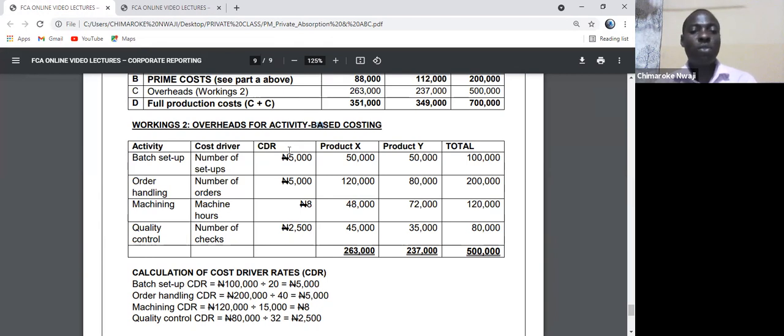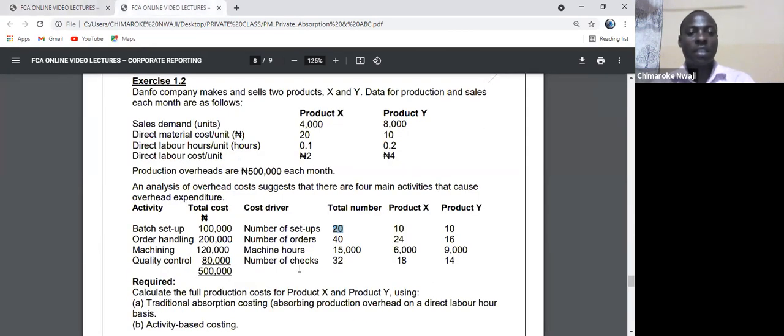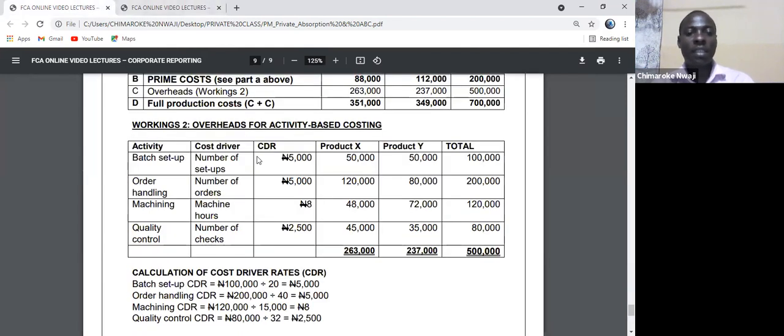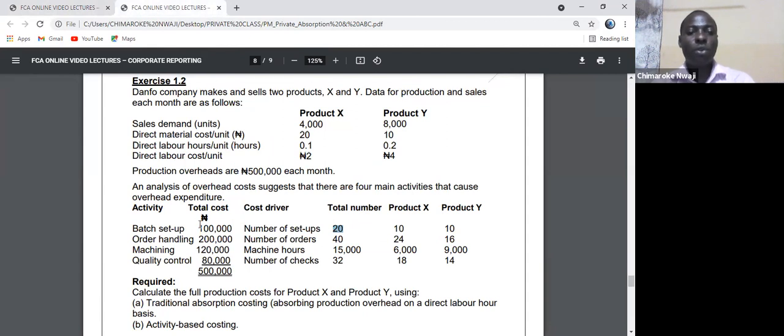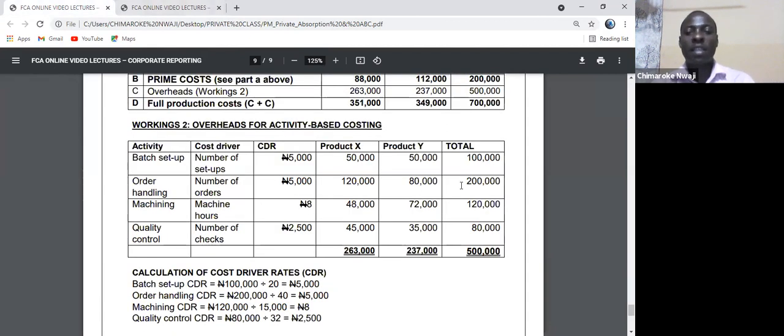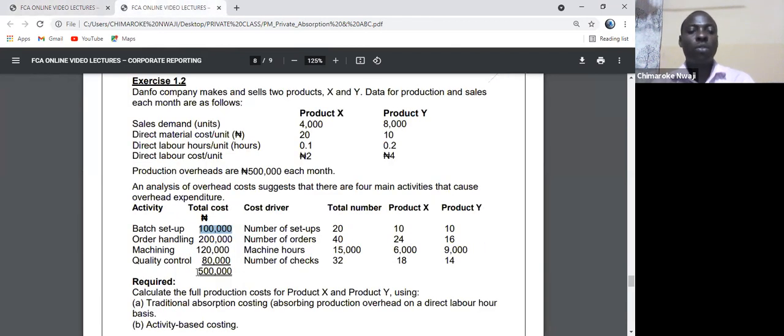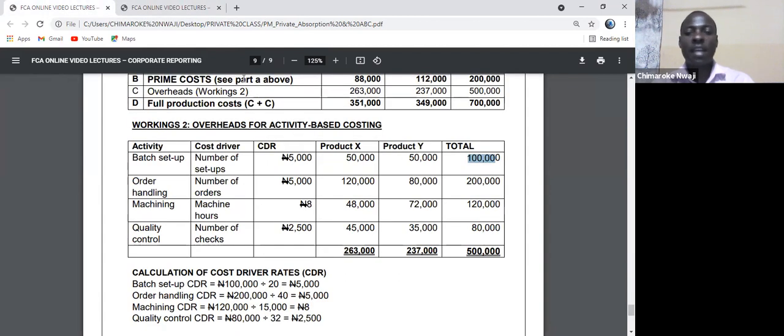After getting this, you will now do this table. Now, what is this table all about? We have batch setup as an activity, so you are bringing these things down again. Look at the cost drivers; those cost drivers you have there, this is what you have here. Now look at your cost driver rates, which are these rates you have here. Bring them here. Now, what is the total cost? 100. That is the total cost here, 100. Total cost here is 200, like that, like that. That is what you do here. It gives you 500.